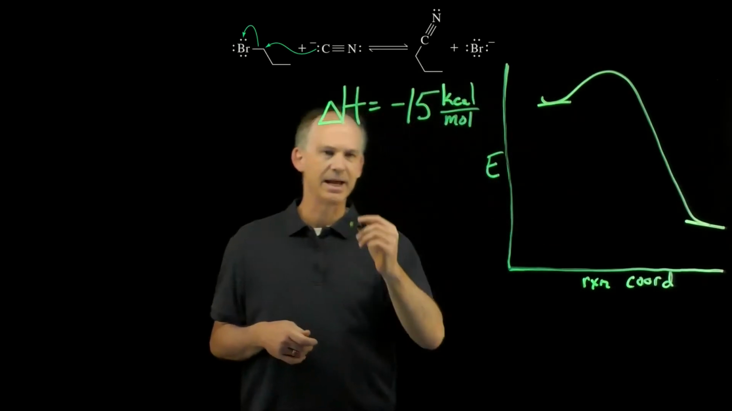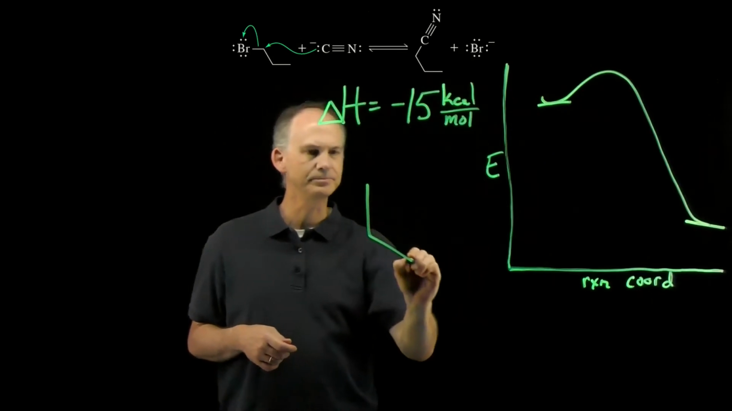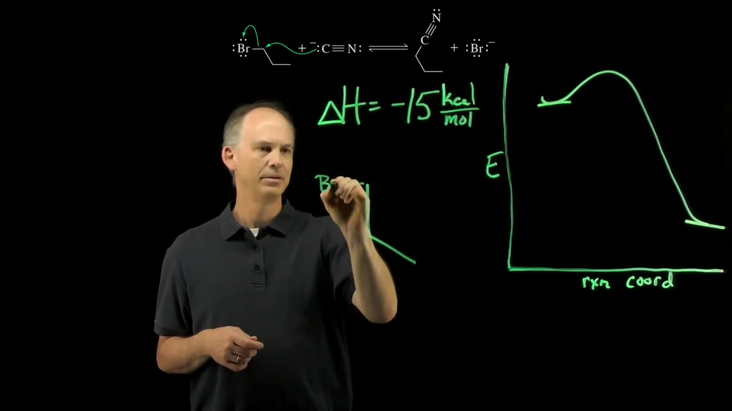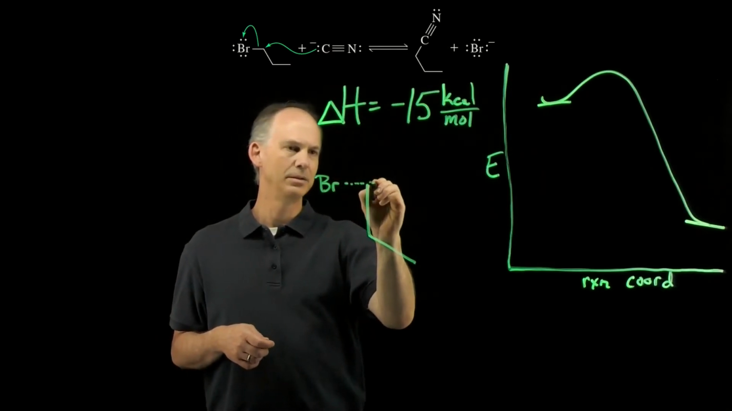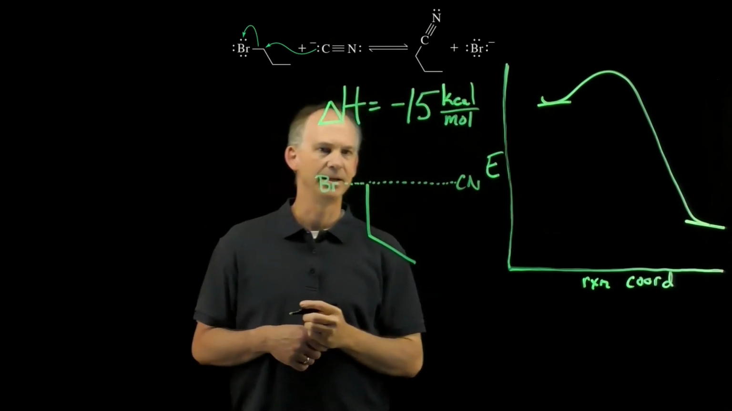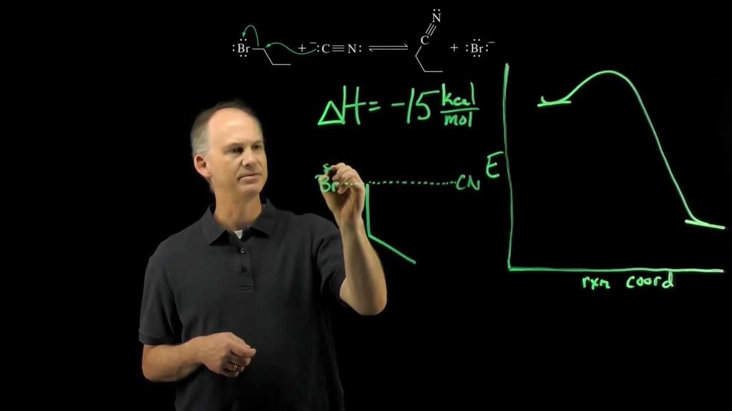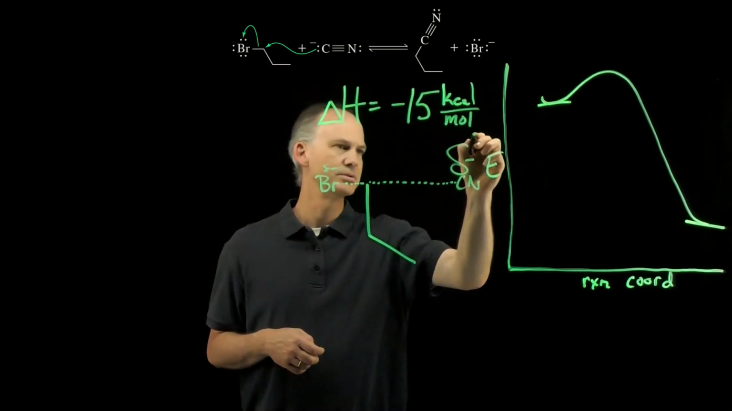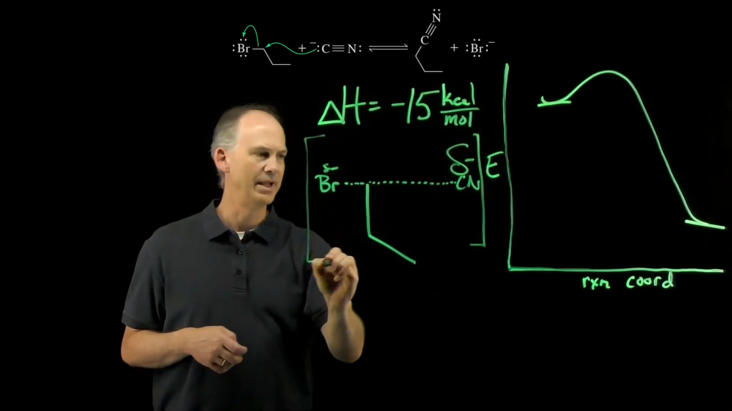For this particular reaction then, what that means is the bromine is much closer to the carbon than the cyanide is, and the bromine has a very little negative charge on it, whereas the cyanide has a very large negative charge on it.